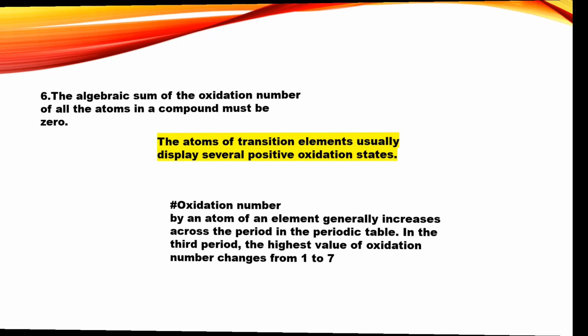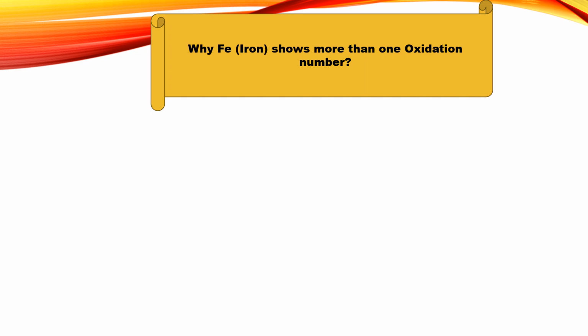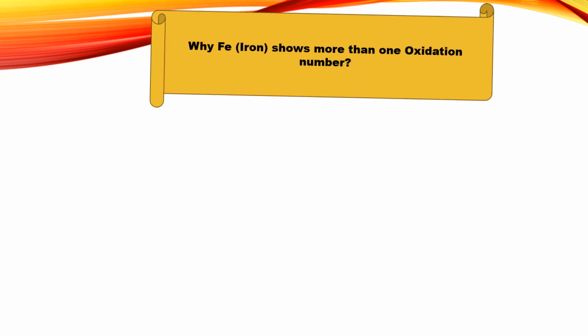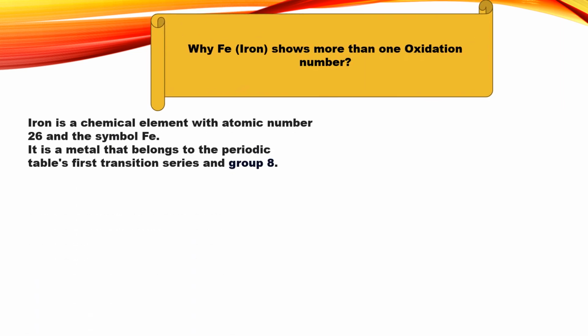So let's see one important question. Why does iron, that is Fe, show more than one oxidation number? Okay. Iron is a chemical element, as we all know, with atomic number 26 and symbol Fe, and it is a metal that belongs to the periodic table's first transition series and group 8. So earlier I told you that transition elements show more than one oxidation number, and a metallic element shows positive. So we know here Fe has a positive oxidation number because it is a metal, and also that it is a transition metal. Okay, it is a transition metal, that's why it shows more than one oxidation number.